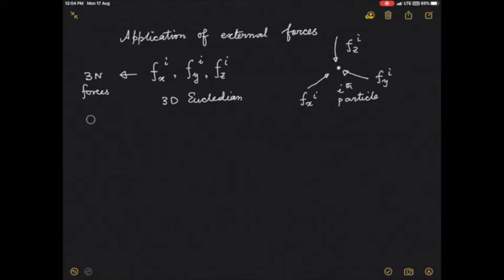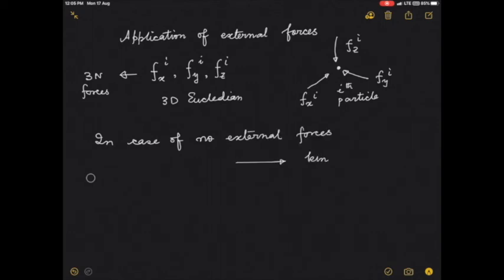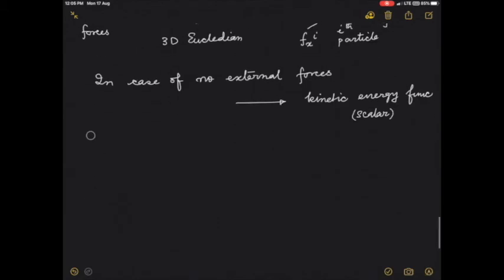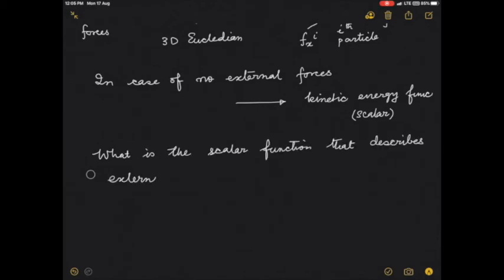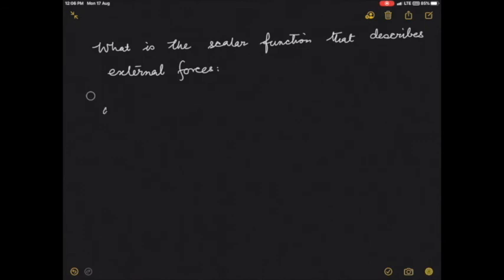Okay. So now we have seen, in case of no external forces, all that we have is the kinetic energy function, and it's a scalar. We seek another function. So what is the scalar function that describes external forces? The scalar function that describes the external forces is called the work function. Let's write this as delta W. It's a scalar function, remember. We'll see why that is important.